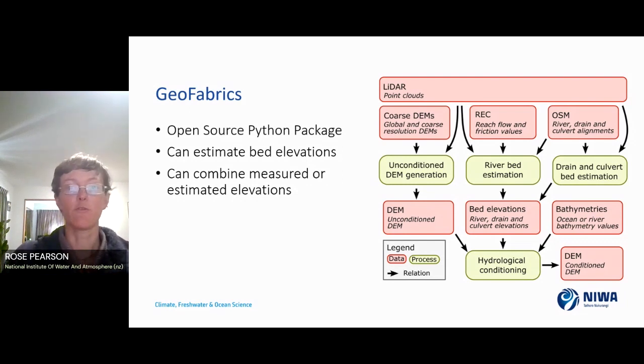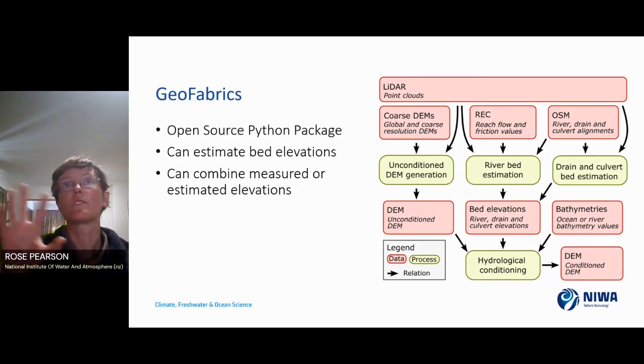If we look at the green boxes here, we've got unconditional DEM generation. This is focused on taking LiDAR point clouds and these global digital elevation models, for areas where there isn't LiDAR, and combining them together, taking the unstructured point clouds that are LiDAR points and averaging them into a structured digital elevation model. That produces an unconditioned digital elevation model.